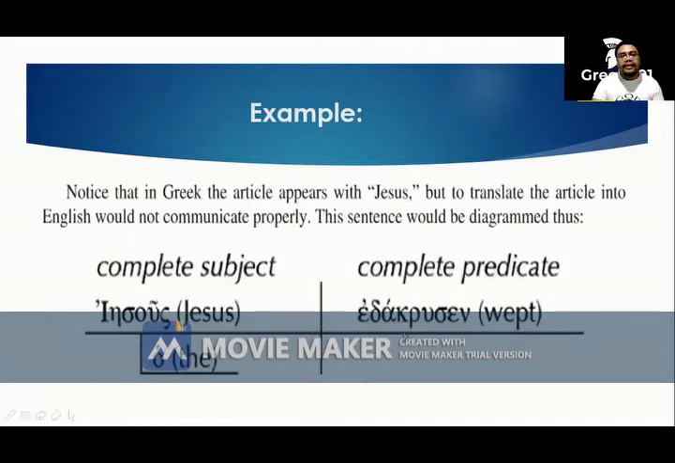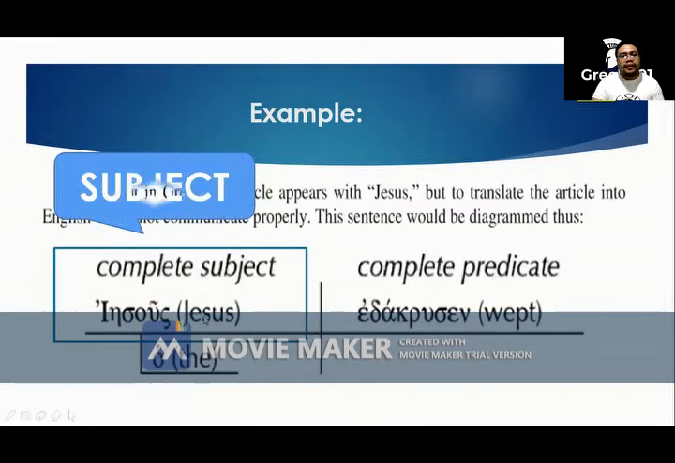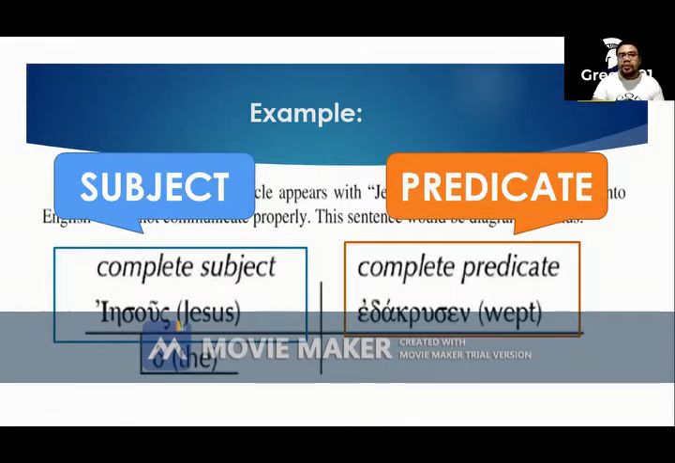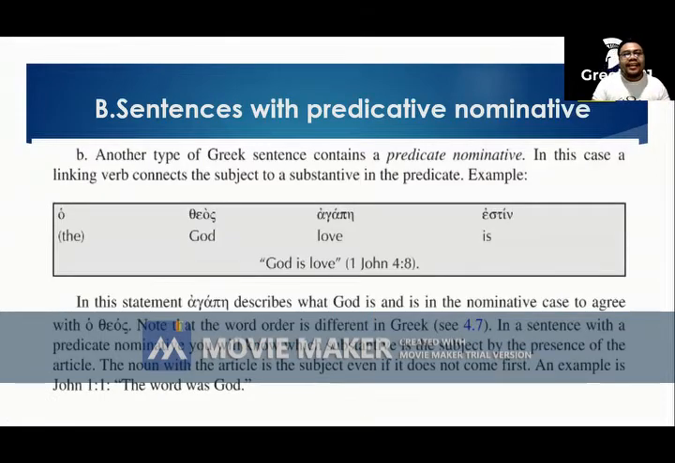That's why in the sentence, Jesus is the complete subject, and edakrusen, wept, is the predicate. So we have here an example of a simple sentence: one complete subject and a complete predicate. Is that clear? All right, let's proceed to the second example type.